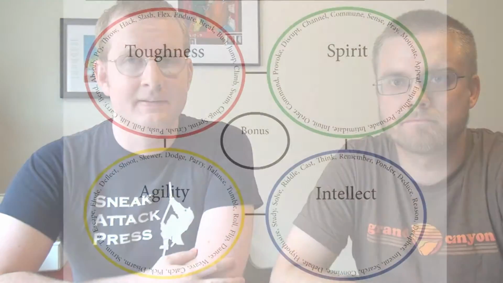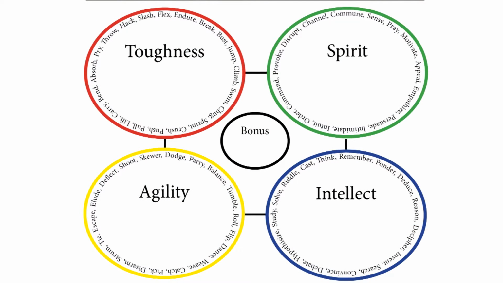And we're here to talk to you a little bit about Abstract Dungeon, and we're going to start off with some character creation. So the first thing you do in character creation is you determine your values in your 4 abilities, which are toughness, spirit, agility, and intellect.